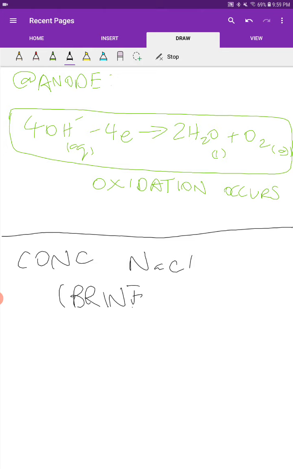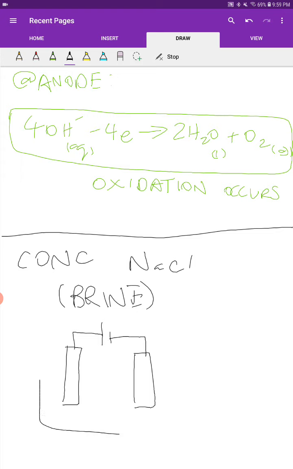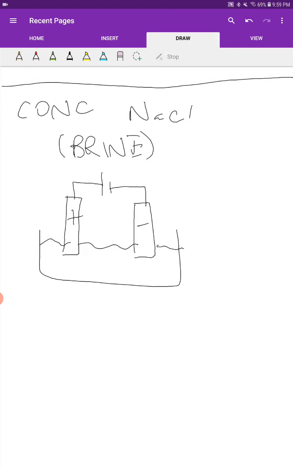otherwise known as brine. Now, just like before, we set up our electrolytic cell and we're using unreactive inert electrodes, just like before, graphite or platinum electrodes. Have our cell nicely set up with our cathode and our anode. We're going to have our same ions being present, Na+ ions, Cl- ions from the sodium chloride, and H+ ions and OH- ions from the water.